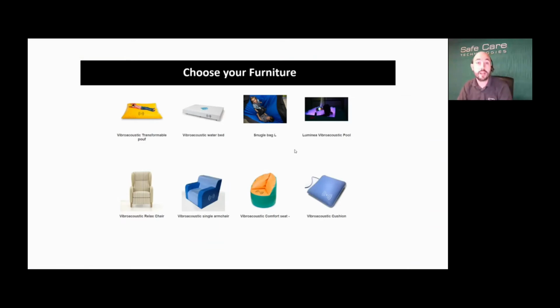And then we've got the step of adding the furniture. So what kind of furniture would you like in the room? Would you like the vibroacoustic waterbed? So you have that feeling when you're lying down and it's vibrating. Do you want the vibroacoustic transformable poof? Do you want a snuggle bag, for example, that's hung from the ceiling? Do you want the vibroacoustic pool that you can sit into that lights up?